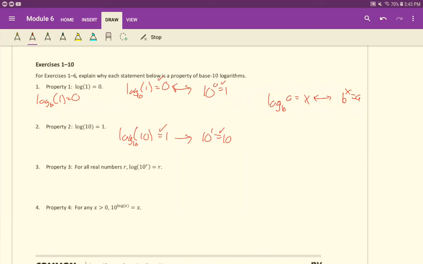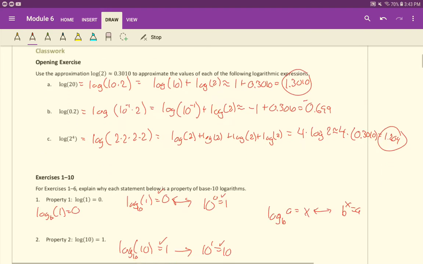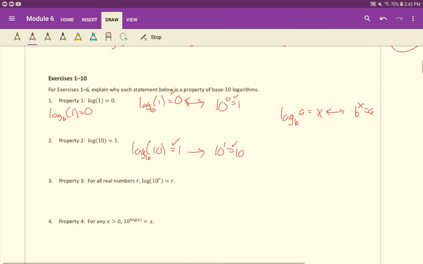Welcome back here. We're going to continue our look at the properties of logarithms. All right, and we already established two here for the log base 10, which is log of 1 equals 0, and that log of 10 equals 1. And then for property 3 here, we're going to do a more general kind of property where we have log of 10 to the r equals r.